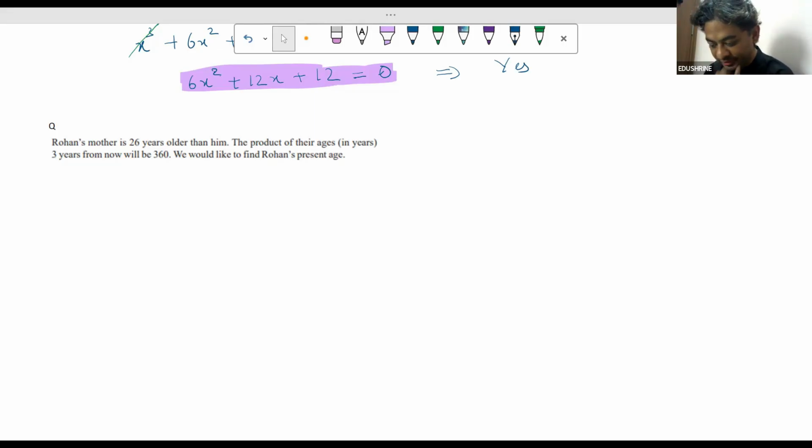Try this one, guys. If at all anybody has answered, you can tell me. Rohan's age is equal to 7. Okay, Chinmay is telling me Rohan's age is 7. Others?